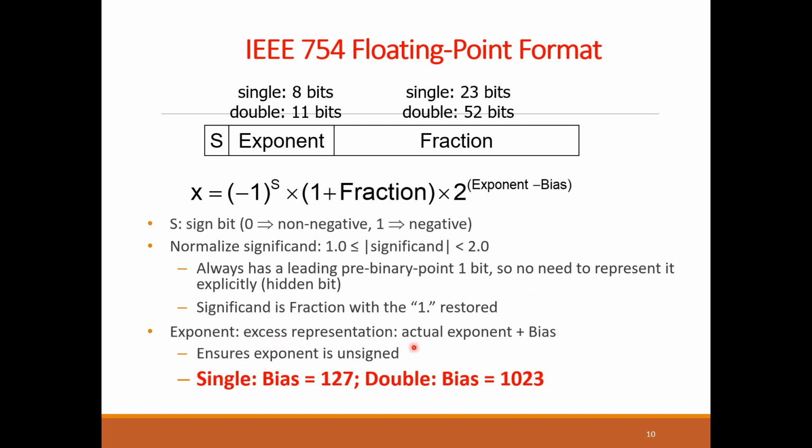The exponent uses excess representation: actual exponent plus bias. For single precision the bias is 127, and for double precision the bias is 1023. In your previous slide you saw that usually the bias is 2 to the power e minus 1, where e is the number of bits for representing the exponent, but here they are taking one less. Instead of 128 they are using 127, and for double precision they are using 1023 as the bias.